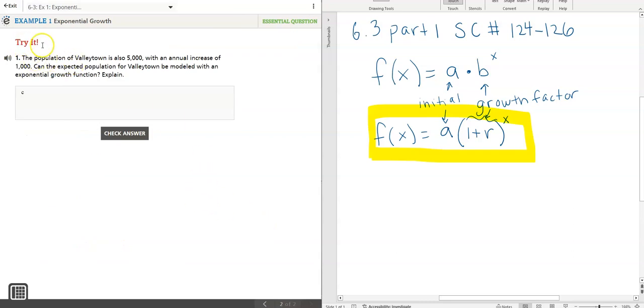All right, so you're going to go ahead and take a look at Valley Town and try to figure out if they can be represented, if they have exponential growth. So think back to 6.2, where you were looking at the difference between an exponential function and a linear function. Basically in this question right here, you're trying to figure out, is Valleytown exponential or linear?